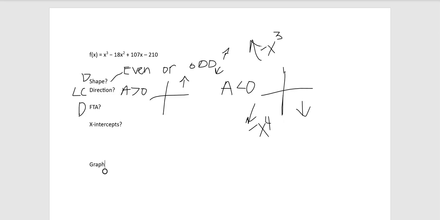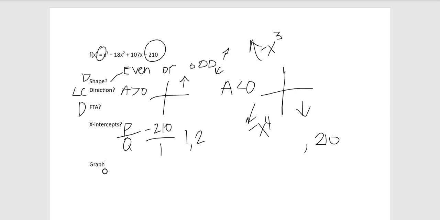To find the x-intercepts, we could start with the rational root theorem. The rational root theorem tells me to take the factors of p divided by q, which is basically the constant and the leading coefficient. So I'm going to use factors of p and q. That would be the factors of negative 210 divided by the factors of 1. So we've got 1 and 210, 2 and 105, 3 and 70.